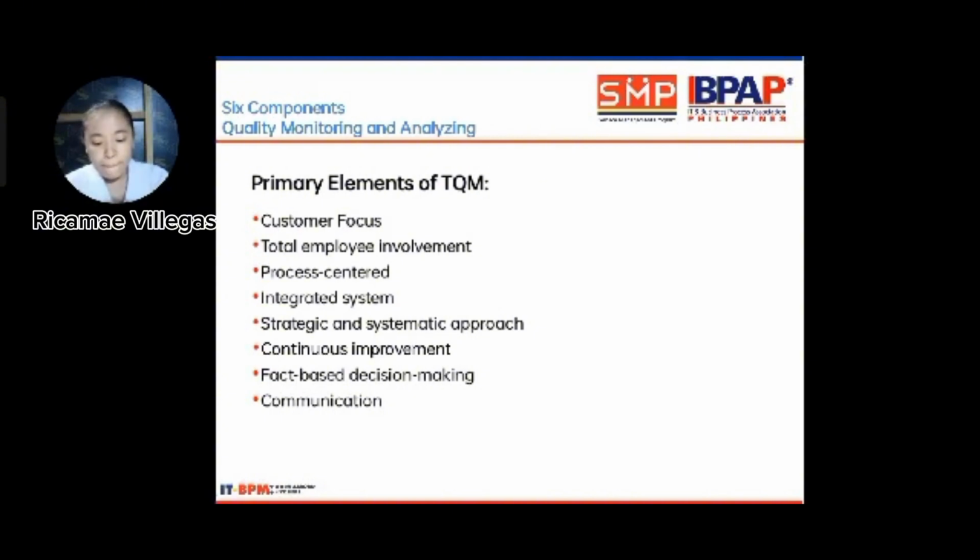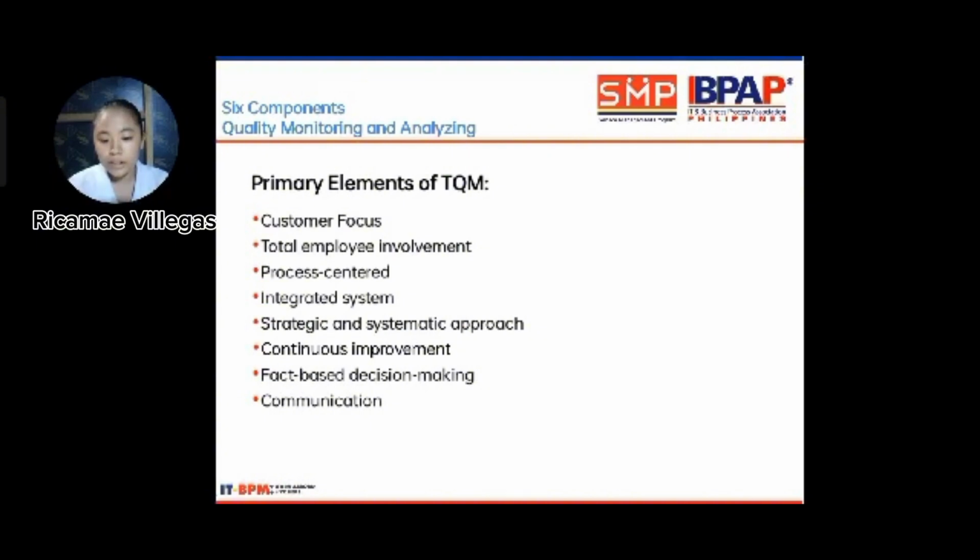And the strategic and systematic approach. A critical part of the management of quality is the strategic and systematic approach to achieving an organization's vision, mission, and goals. This process, called strategic planning or strategic management, includes the formulation of a strategic plan that integrates quality as a core component.